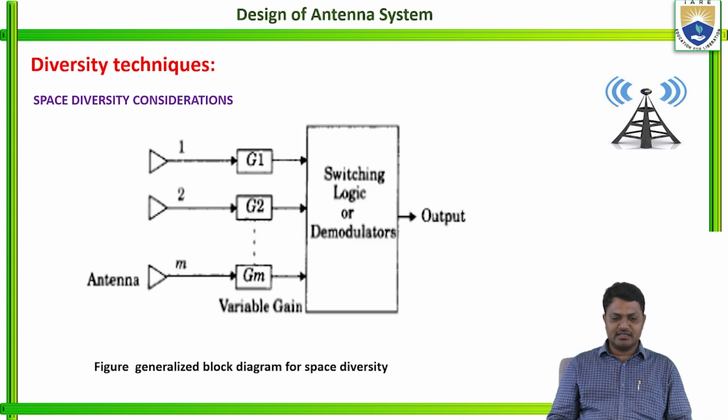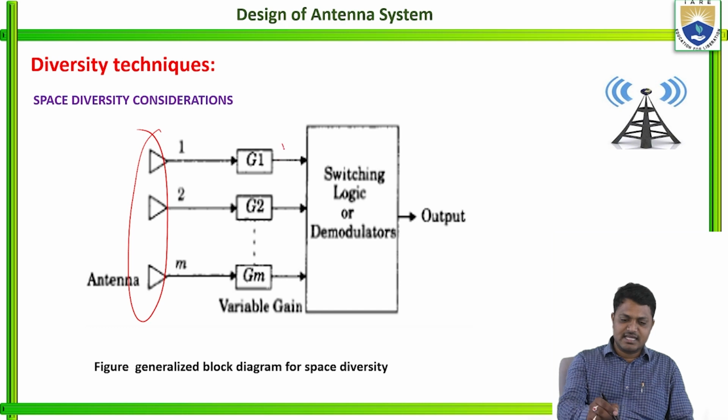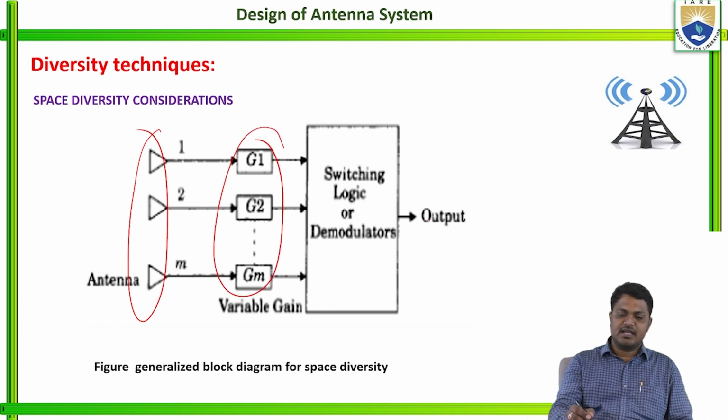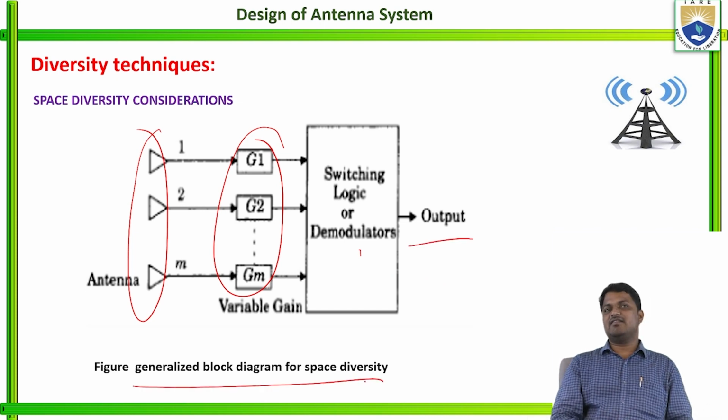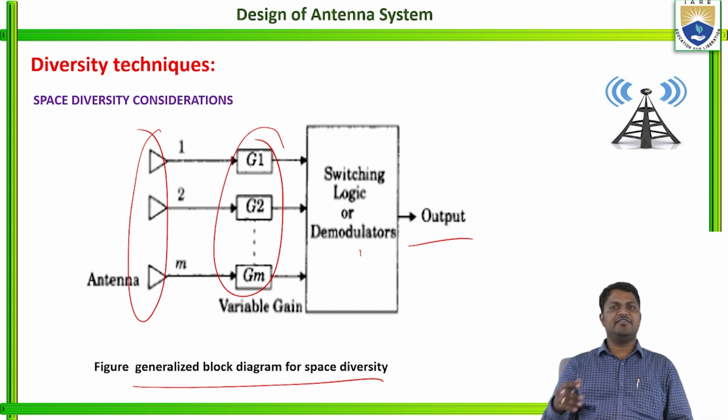So see the figure here. These are the antennas and these are the variable gains, and the switching logic device or demodulators are available here to get the output. So this is the generalized block diagram of space diversity. So what are we doing in space diversity? All the antennas are connected to variable gain only, not a fixed gain.